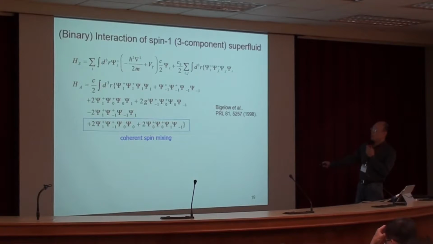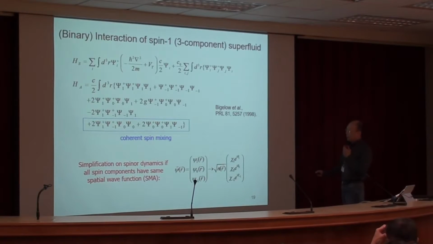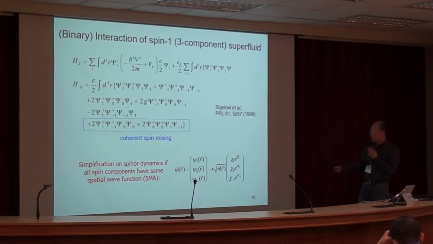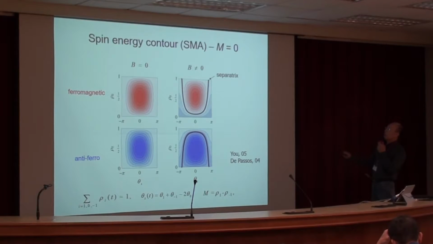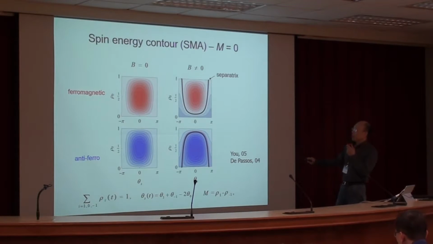And interestingly, here you have this term, which you don't have in the spin-half case, where two zeros can annihilate and create a pair of plus and minus, or the reverse process. And here, if you take a limit where the external degree of freedom is frozen, or completely separated from the internal degree of freedom, which we call the single mode approximation, then the dynamics can be further simplified. So this is the energy contour under SMA, specifically for the magnetization equals 0 case. For the ferromagnetic, this is the energy contour at B field equals 0, and this is for the anti-ferromagnetic. Okay, and this is for non-zero B field.